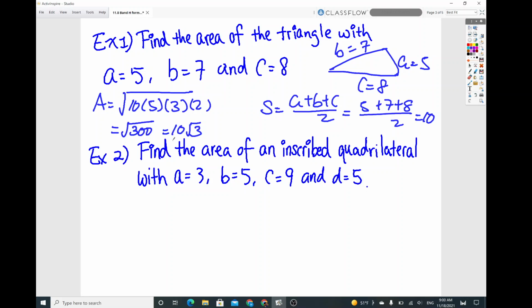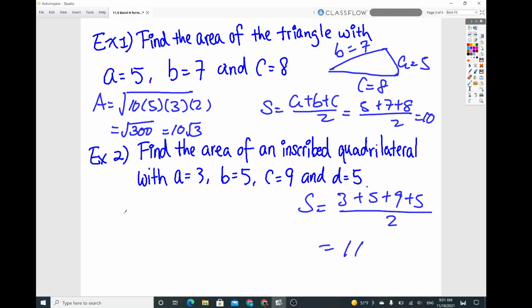And here's another one: find the area of the inscribed quadrilateral with A equals 3, B equals 5, C equals 9, and D equals 5. Similar to what we just did, find the semi-perimeter first: 3 plus 5 plus 9 plus 5, divided by 2. 3 plus 5 is 8, plus 9 is 17, 17 plus 5 is 22, divided by 2 is 11. Okay, so that's the semi-perimeter.